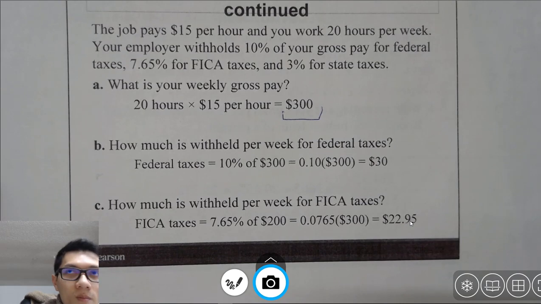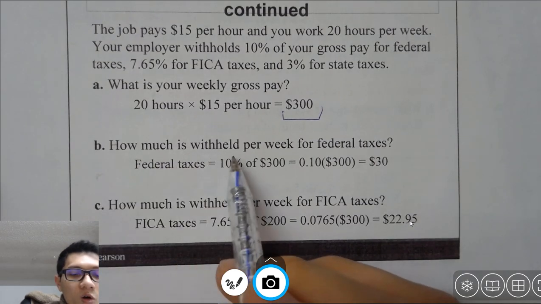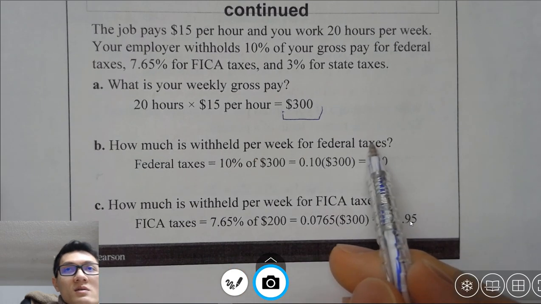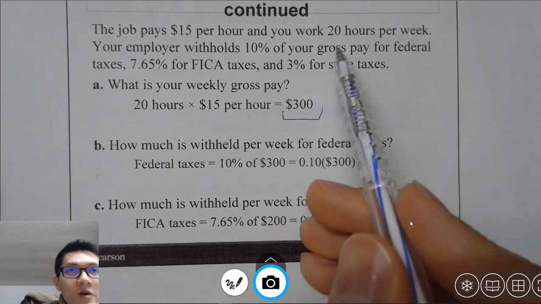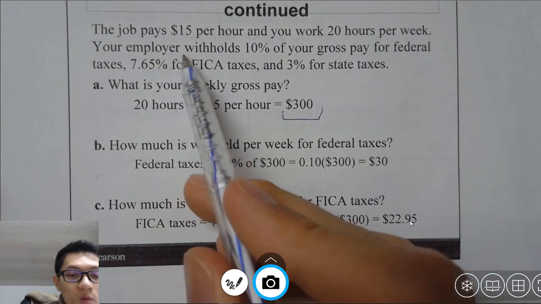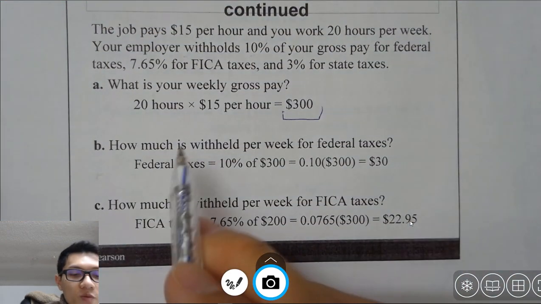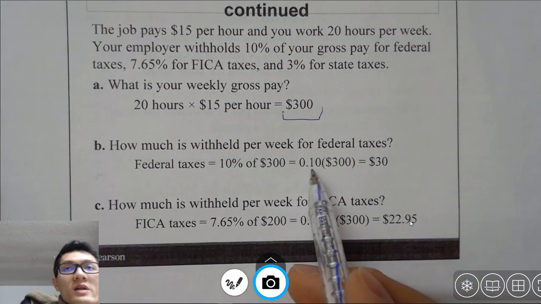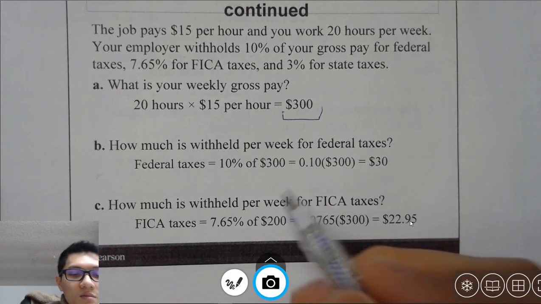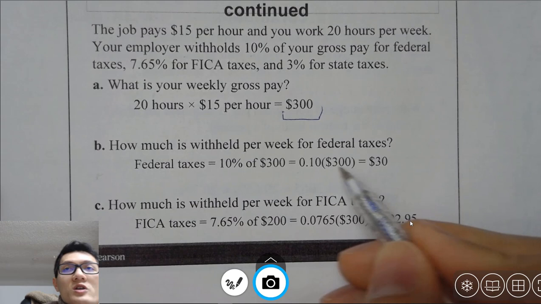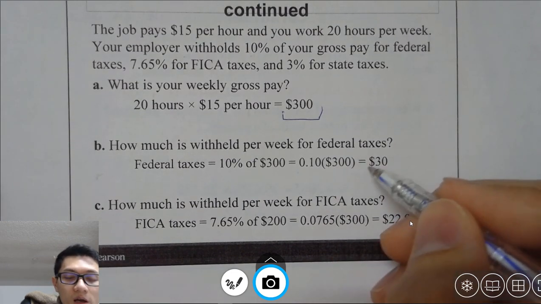All right. Next question. How much is withheld per week for federal taxes? From the problem, for your federal taxes, your employer withholds 10%. 10% is 0.10. You move 2 places to the left to make a decimal. So you take 10% of your gross pay. You multiply that by your gross pay. So you have to pay $30 for federal taxes.